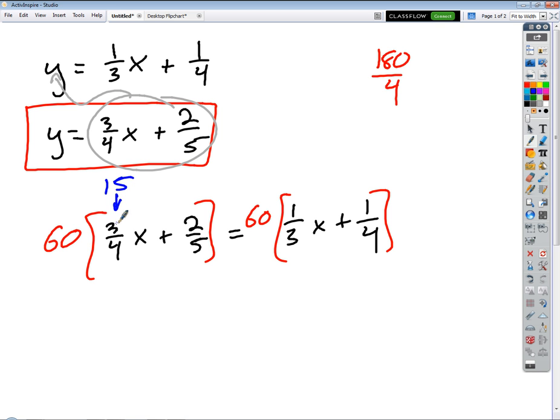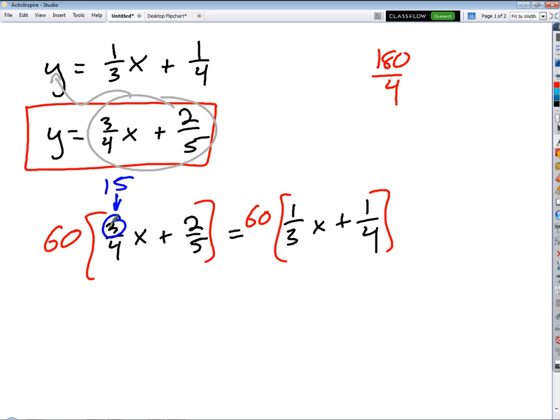Then all I have to do is multiply that 15 times the numerator. Much easier, right? So when we're clearing fractions, that trick will always work. First of all, just divide the least common denominator by the denominator of that individual fraction. So 60 divided by 4 is 15, multiply it by the top, done with that term. So the first term is just 15x.